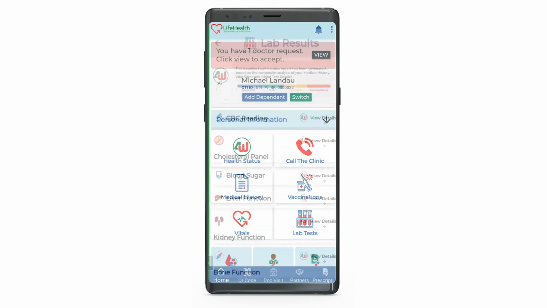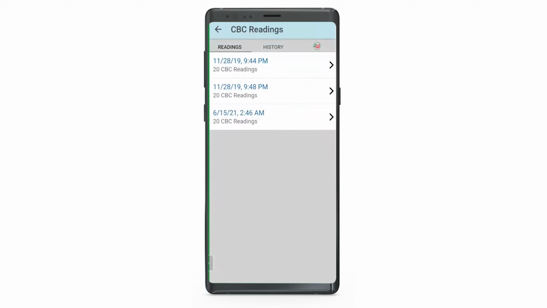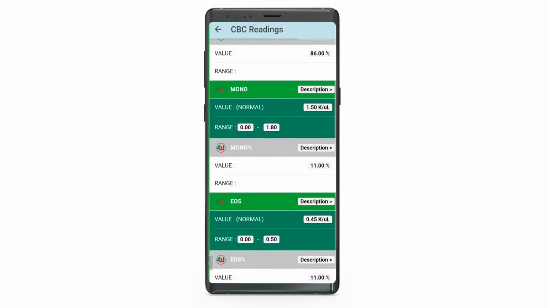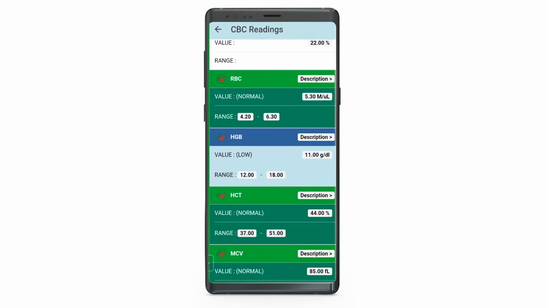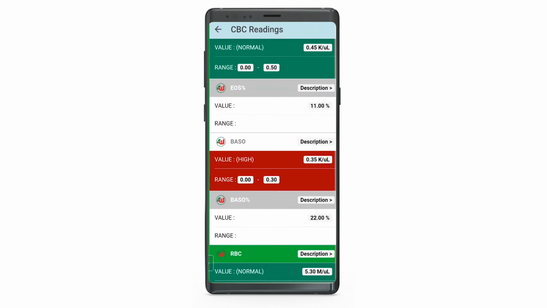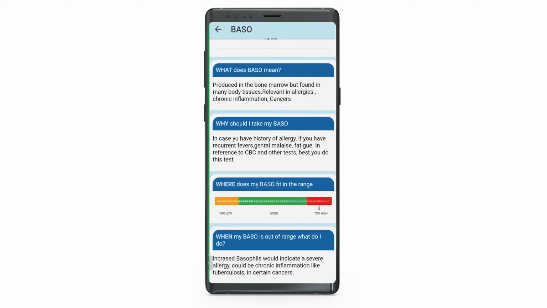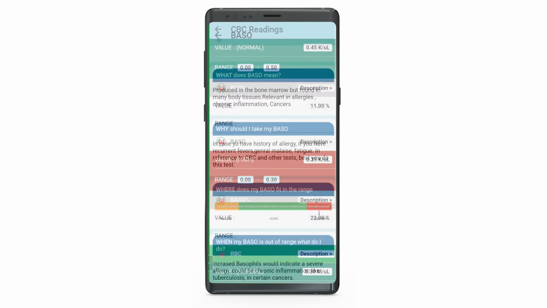So we also do the same thing with the lab results. We collect a whole variety of blood results from the laboratory, for example, the CBC readings. We include the information in a digital format, so the system knows instantly if you're green, it's normal, if it's red, it's high, if it's low, it's in blue. And if the patient is worried about their numbers, they can click on the 4W, which are the 4 Ws of healthcare. What does BASO mean? Why should I take my BASO? Where does it fit in the range? When my BASO is out of the range, what do I do?